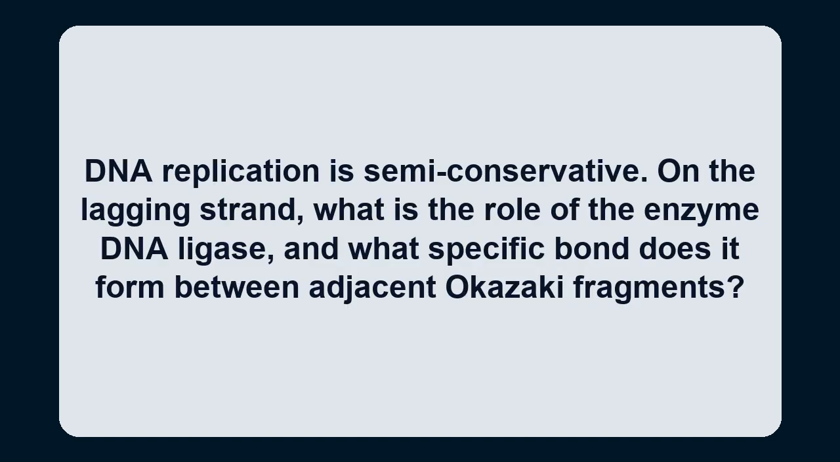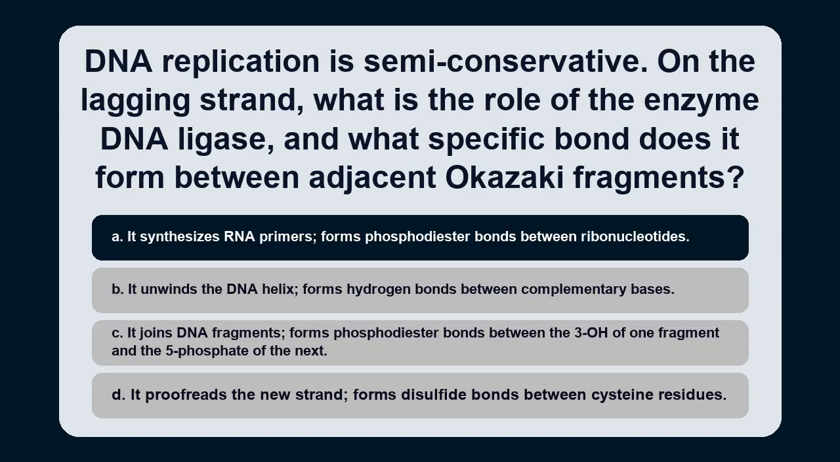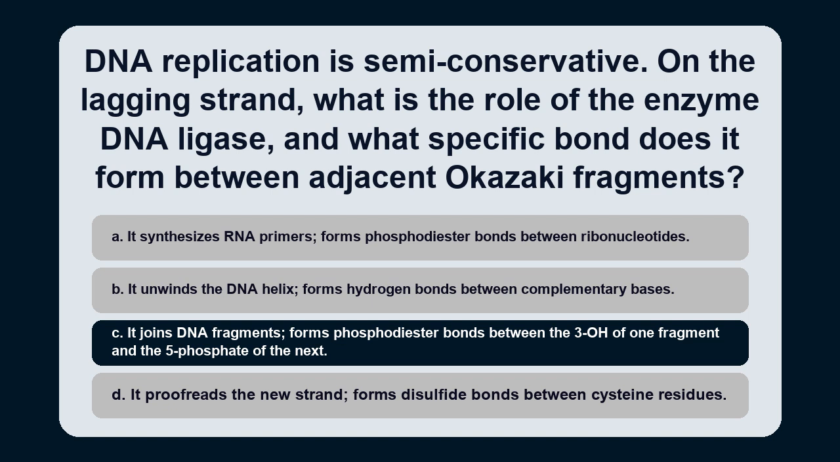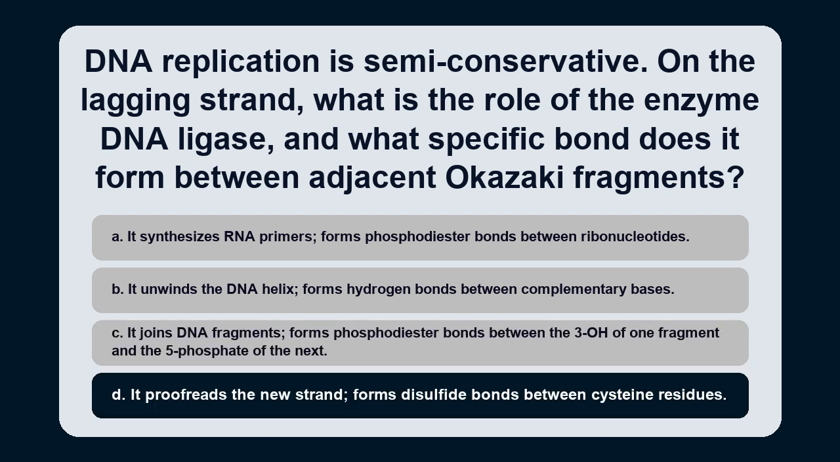Question 6. DNA replication is semi-conservative. On the lagging strand, what is the role of the enzyme DNA ligase, and what specific bond does it form between adjacent Okazaki fragments? Option A, it synthesizes RNA primers, forms phosphodiester bonds between ribonucleotides. Option B, it unwinds the DNA helix, forms hydrogen bonds between complementary bases. Option C, it joins DNA fragments, forms phosphodiester bonds between the 3'-OH of one fragment and the 5'-phosphate of the next. Option D, it proofreads the new strand, forms disulfide bonds between cysteine residues.